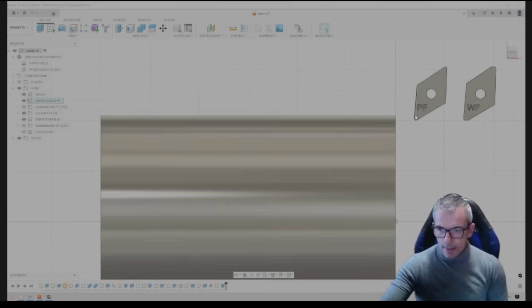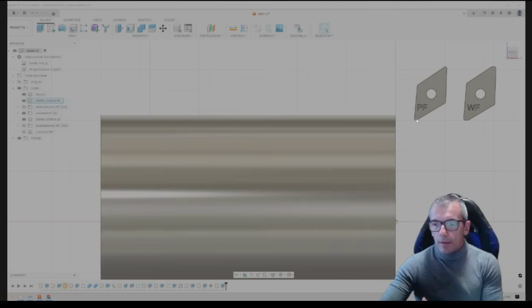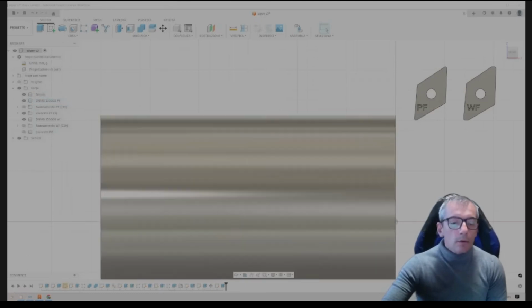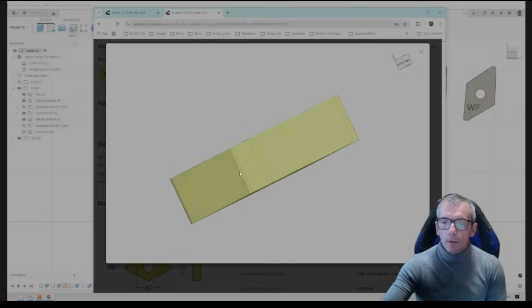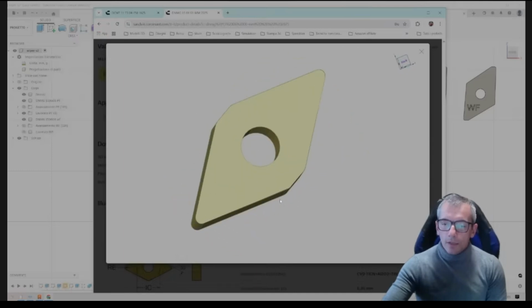PF is a standard insert with a defined and round tool radius. In this case it is a DNMG 150608, that is, inscribed in a circumference of 15 and 06 high, and with a real 08 tip radius.